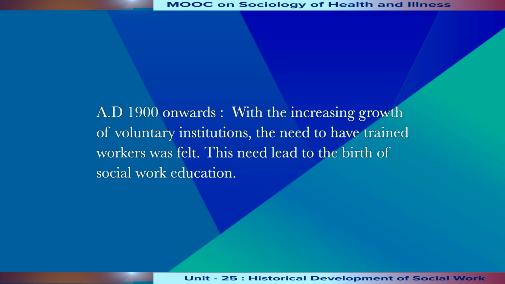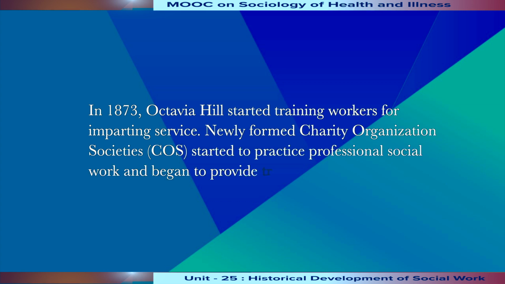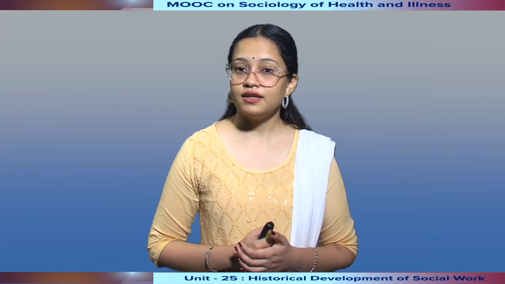With the increasing growth of voluntary institutions, the need to have trained workers was felt. The need led to the birth of social work education. In 1873, Octavia Hill started training workers for imparting service. Newly formed charity organization societies started to practice professional social work and began to provide training to social workers. In the year 1899, social work training was started and introduced.